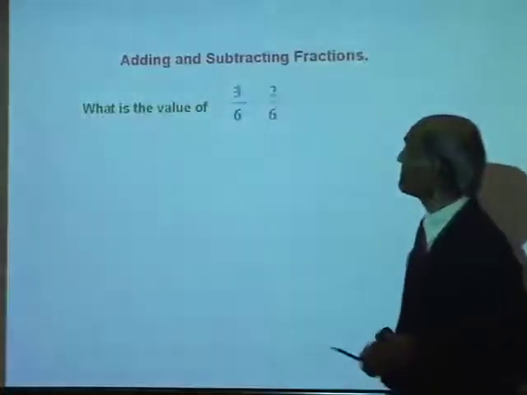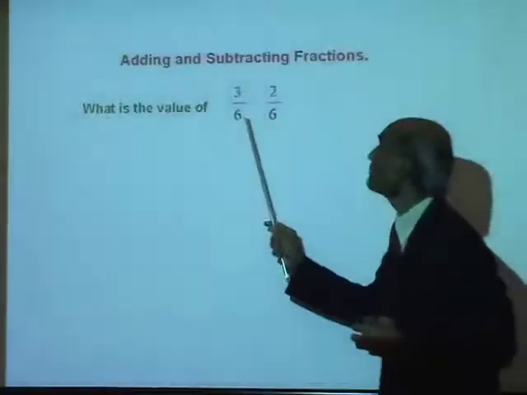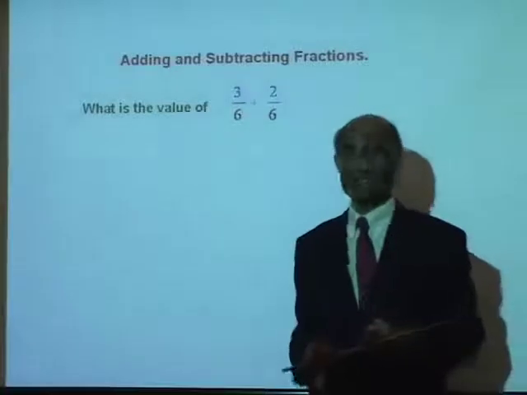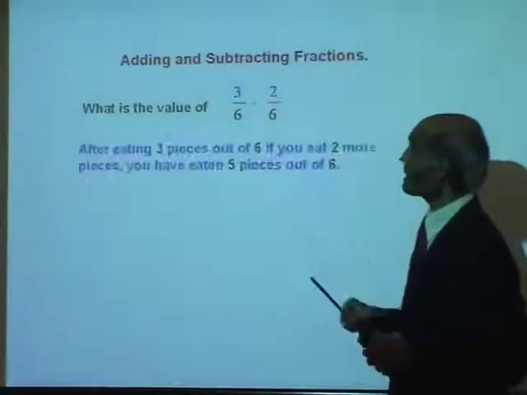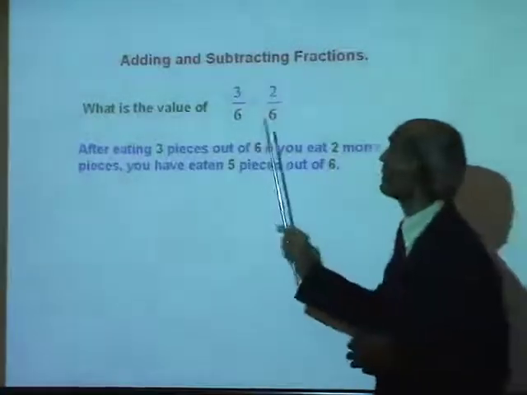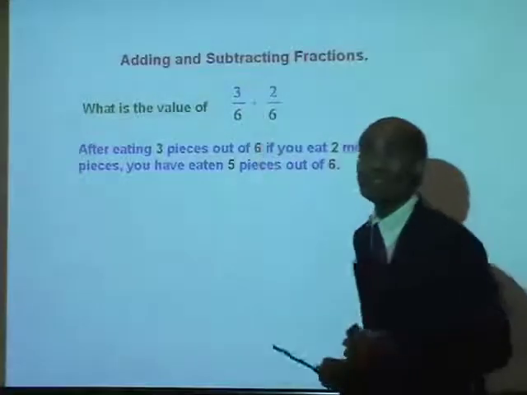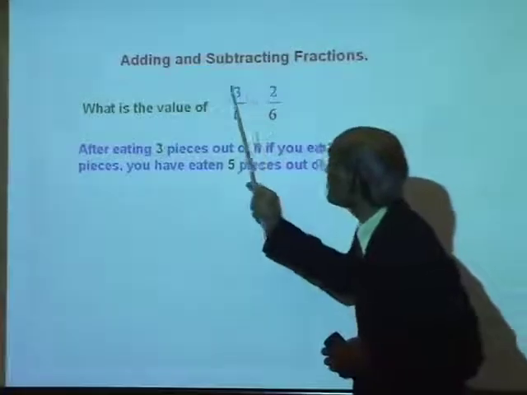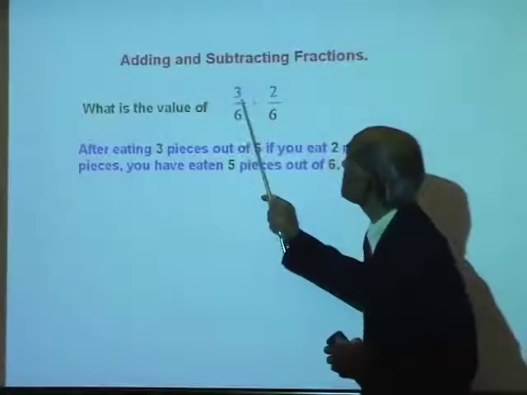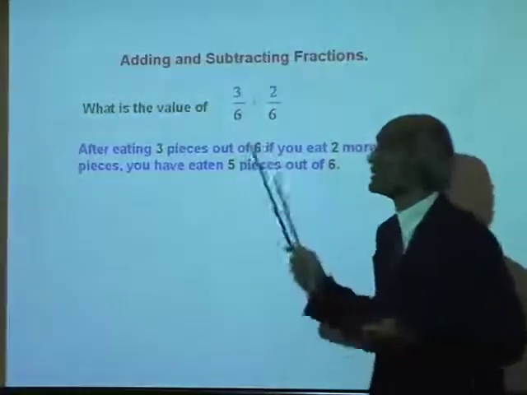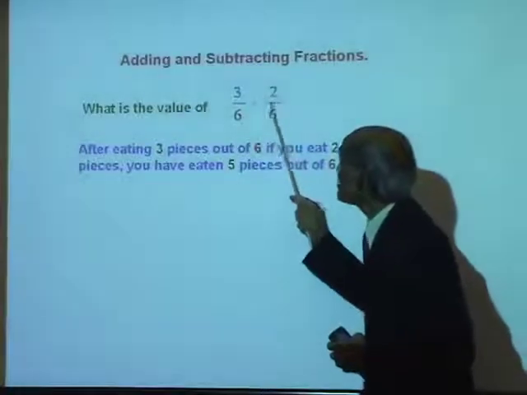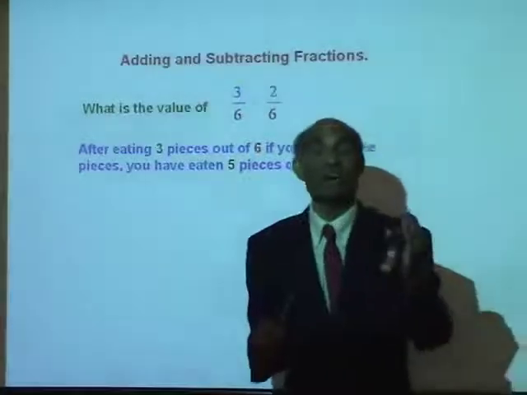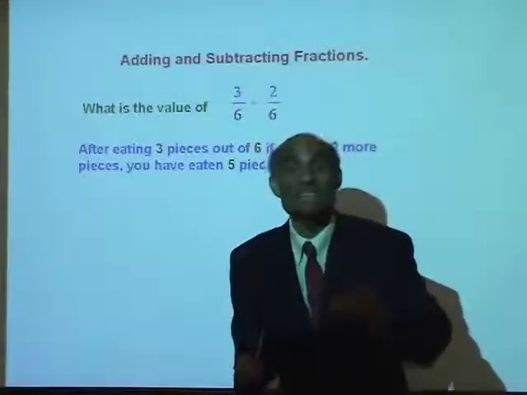Tell me, what is the value of 3 over 6 plus 2 over 6? Well, that's very simple. If you want to go back to your pizza example, what it means is you divide one pizza into 6 parts. First, eat 3 of them. You eat 3 pieces out of 6. Then you go back and eat 2 more pieces out of 6. That means you have eaten 5 pieces out of 6.